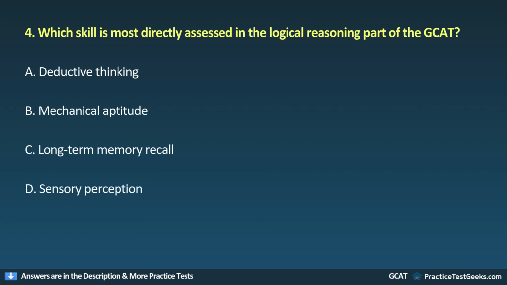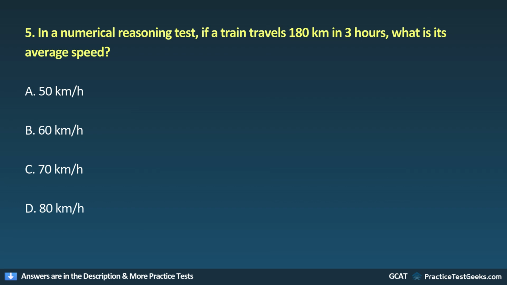4. Which skill is most directly assessed in the logical reasoning part of the GCAT? A. Deductive thinking. B. Mechanical aptitude. C. Long-term memory recall. D. Sensory perception.